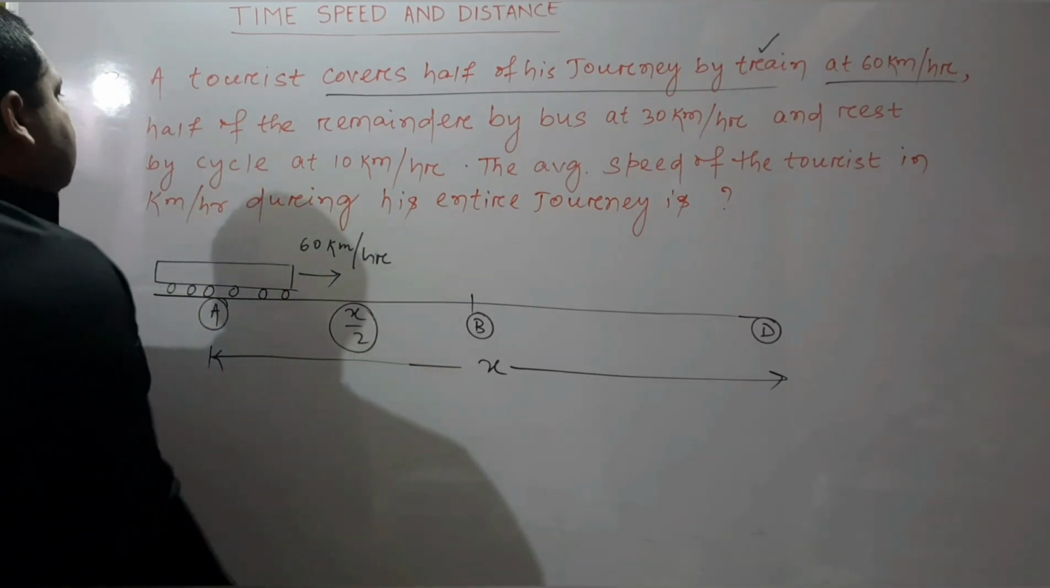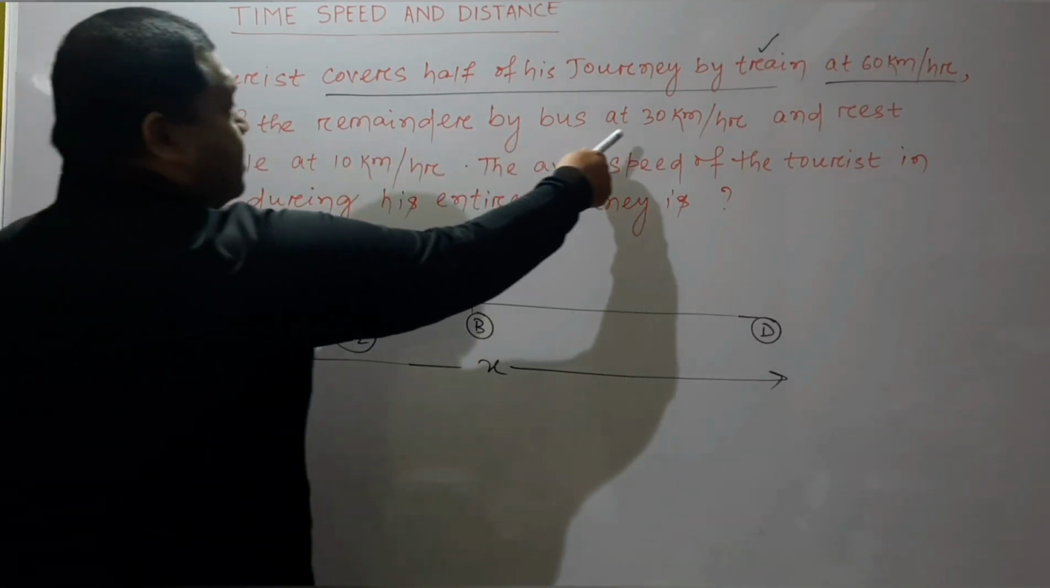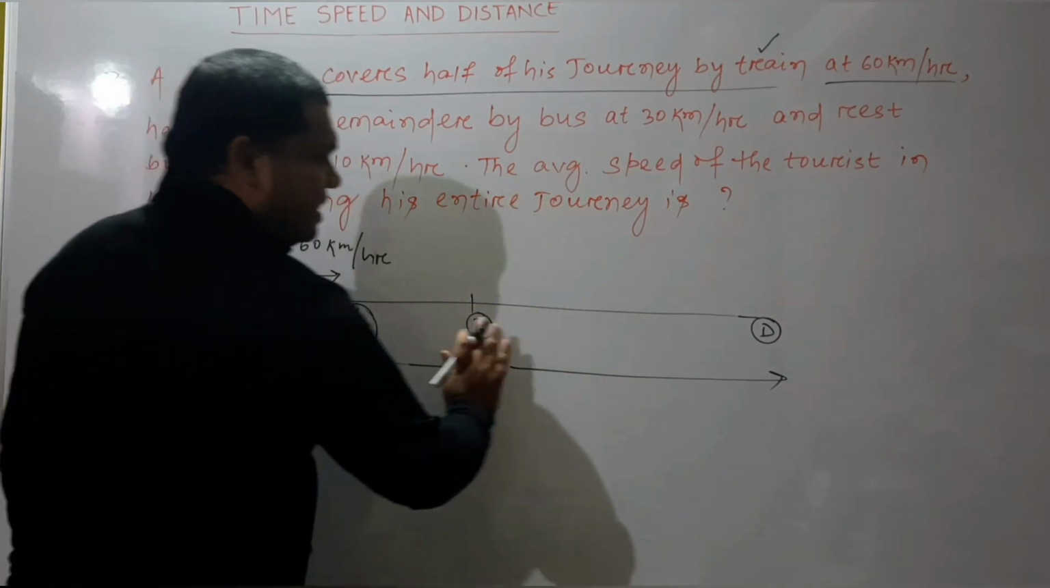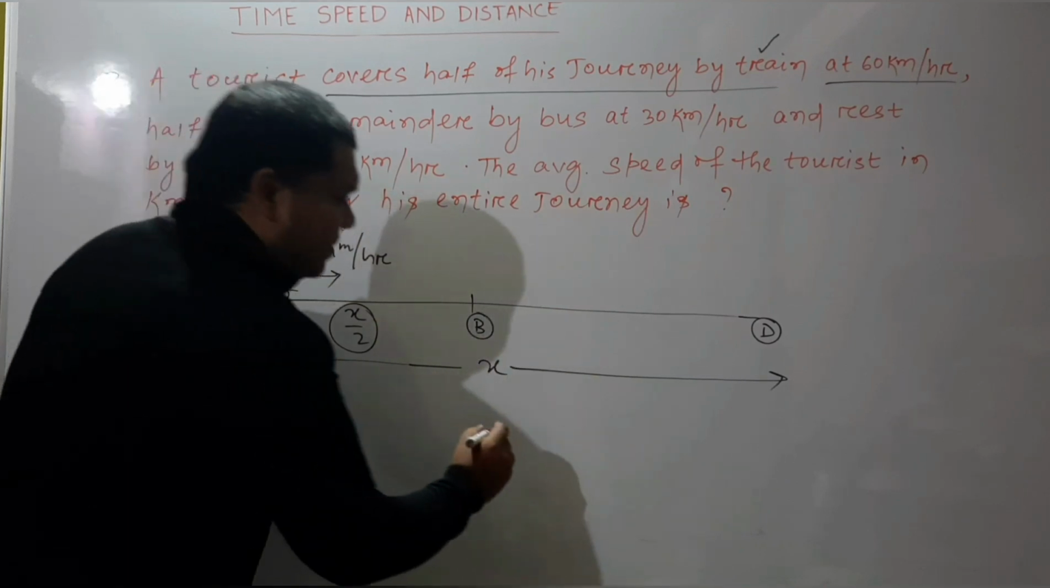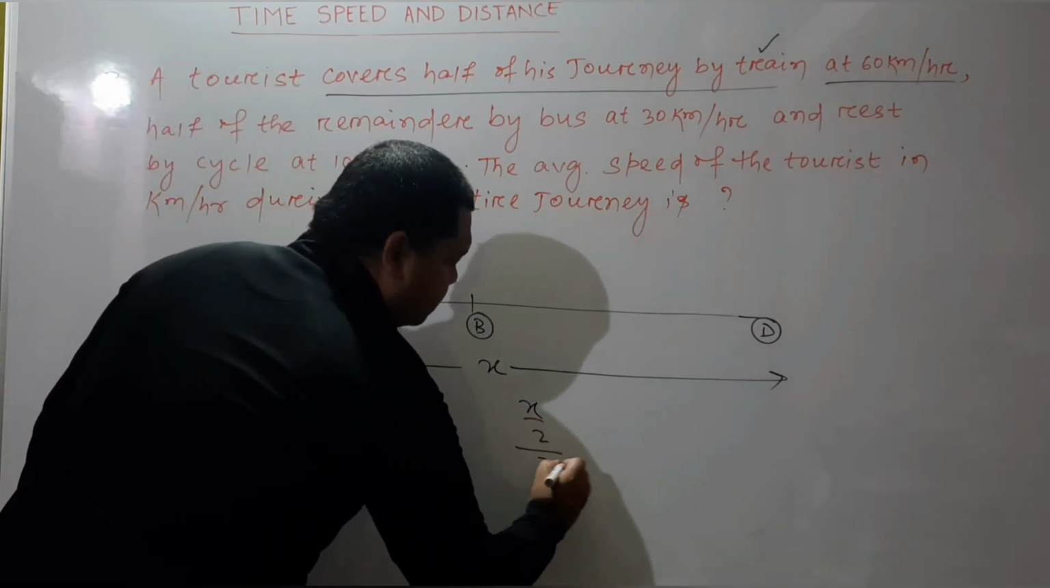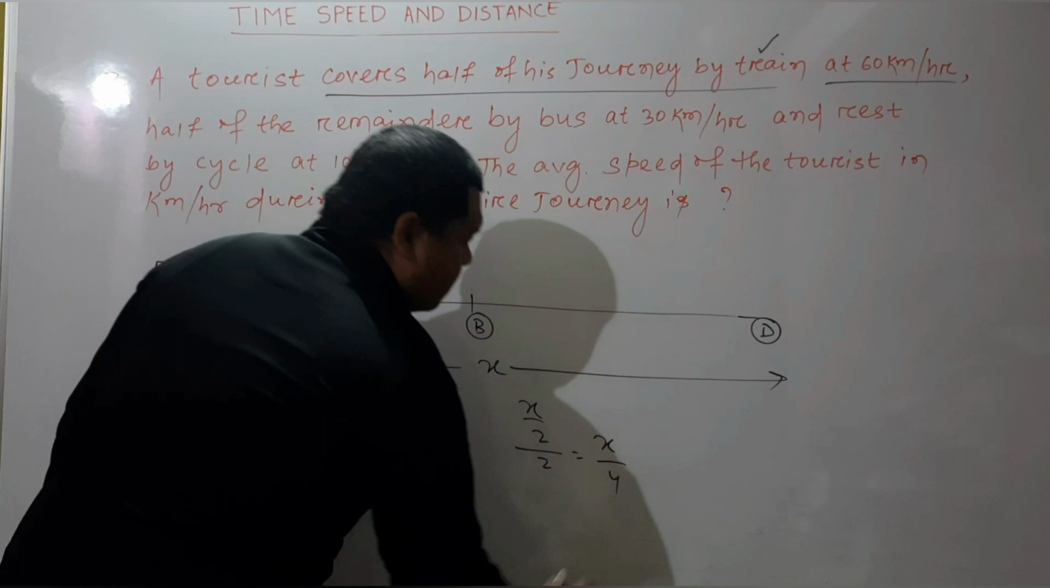Then half of the remainder by bus at 30 km per hour. Here the remainder is again X by 2, and its half means X by 2 divided by 2, that is equal to X by 4. Okay.